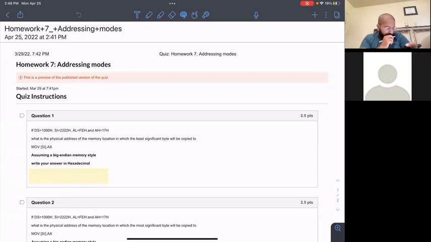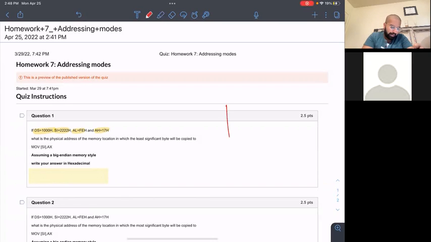Okay, so the first problem. We have a data segment, a source index, and AL and AH registers. What's the physical address of the memory location at which the least significant byte will be copied?